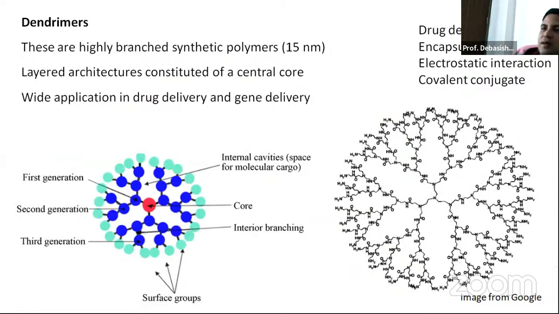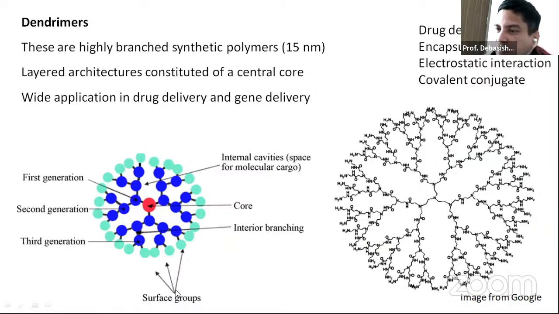Okay, and now about the dendrimer. They are also another class of molecules, and we can say they are giant molecules. In each dendrimer, there is a core, and then there is an internal cavity space for molecular cargo. And depending on the size, we can specify the dendrimer as first generation, second generation, third generation, like that. So that is how the size of the dendrimer increases.